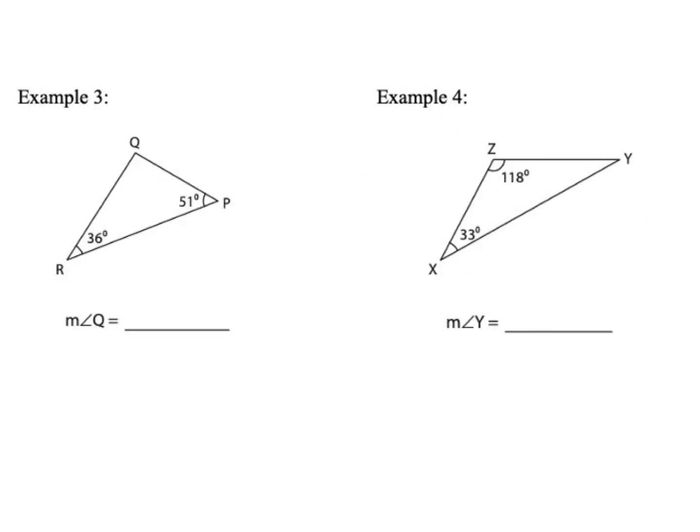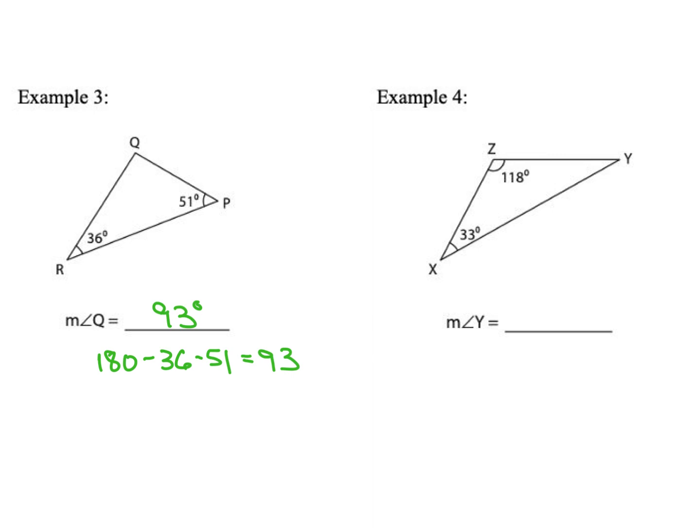All right, I want you to go ahead and try example 3 and 4. So go ahead and pause, figure out what those angles are, and then come back to me. All right, so example number 3, we're going to look at it. I'm going to have 180 minus 36 minus 51. That is going to be 93. So Q should be 93 degrees.